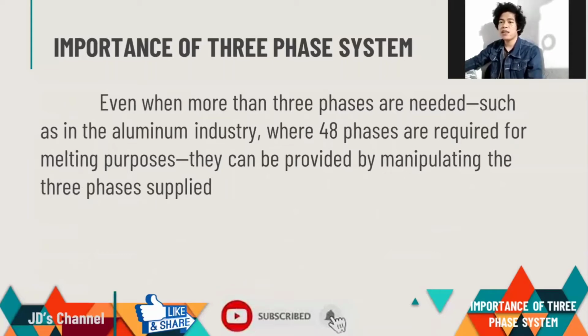Even when more than three phases are needed, such as in the aluminum industry where 48 phases, take note class, 48 phases are required for melting purposes, they can be provided by manipulating the three-phase supply. So yun ganun ka ganda si three-phase system.